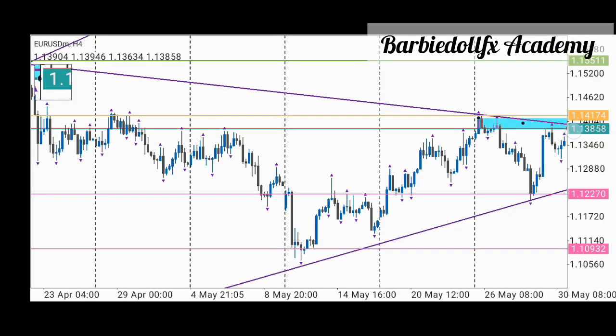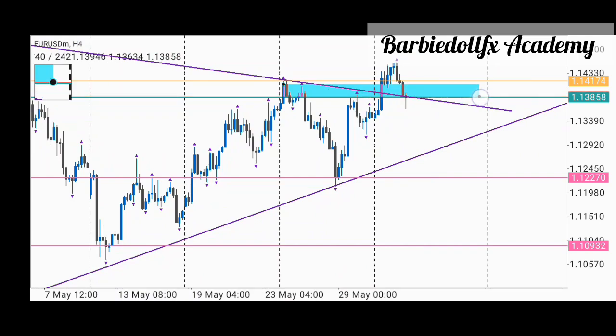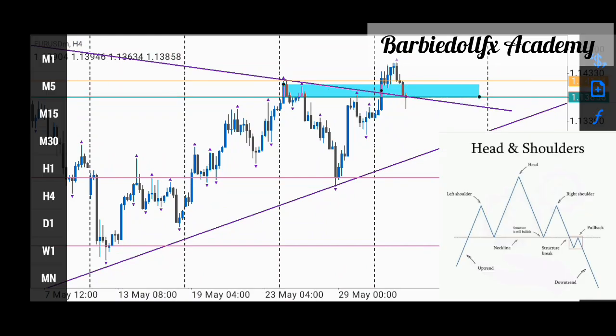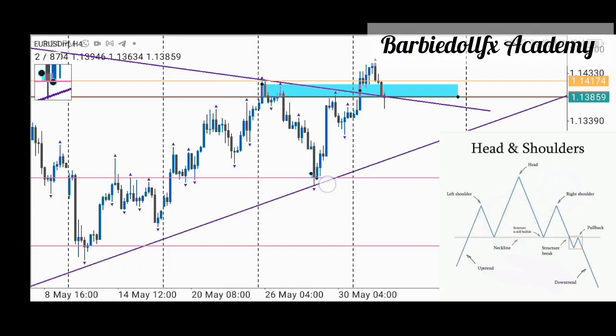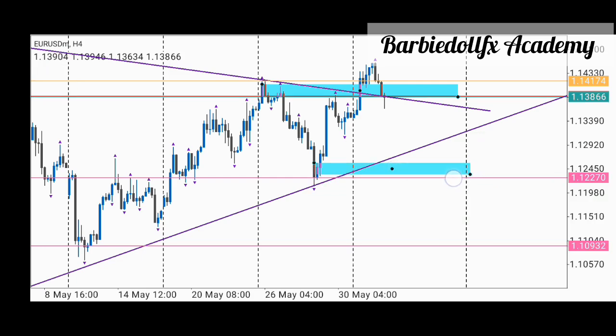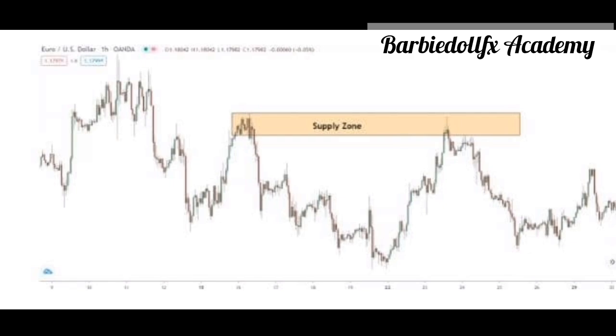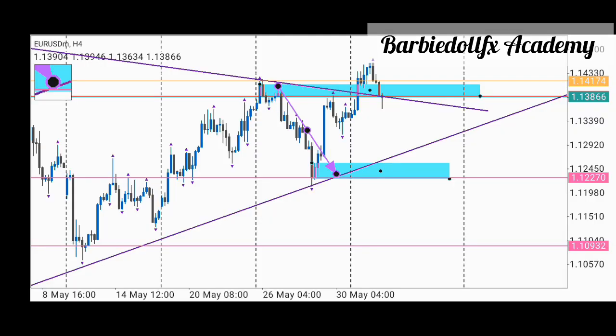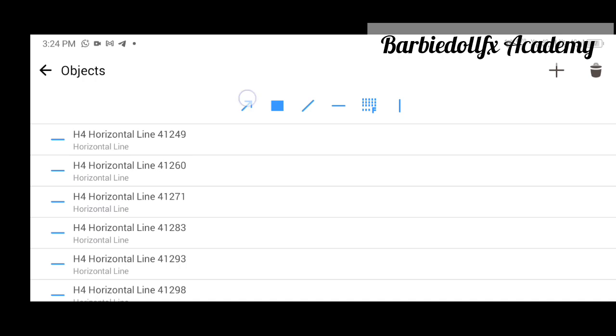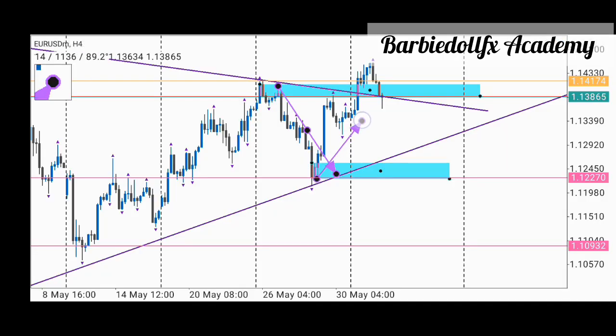The supply part and the demand part. So remember what we say. We said that the supply is the last candle before an impulse move down, and demand is the last candle before an impulse move up.